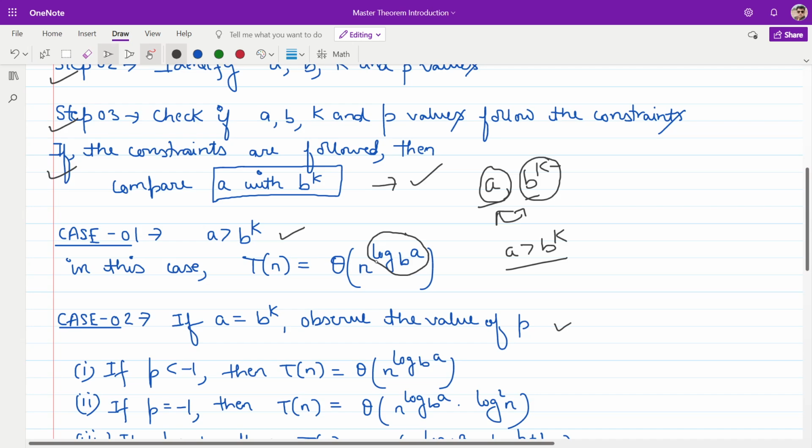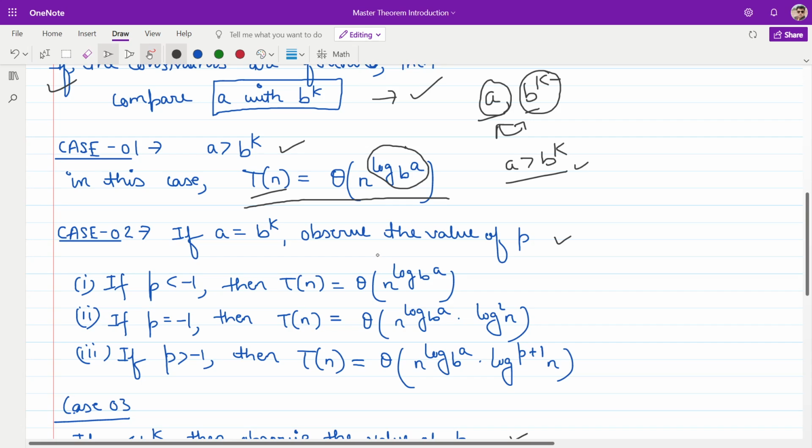So theta of n raised to the power whatever this number comes, this actually turns out to be your time complexity. Now this is when the value of a is greater than b raised to the power k. Okay, so this is the solution for case 1 when your problem is in case 1.